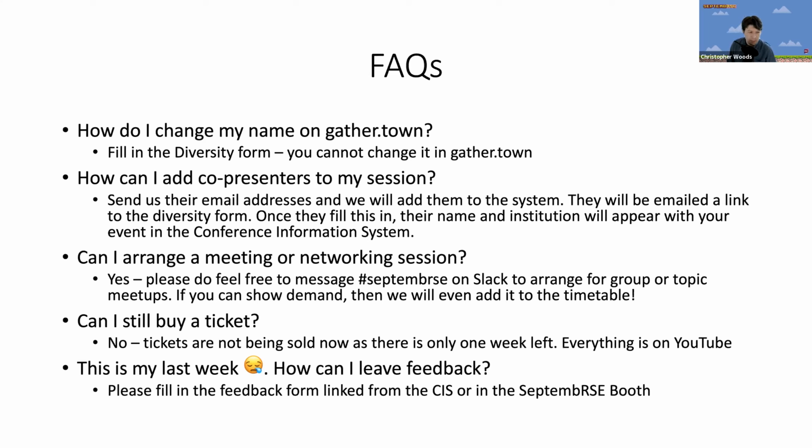Last question I've got here. Basically, this is my last week because I can't attend the last week of SeptembRSE. That's very sad for you. How can I leave feedback? Where you leave feedback is you go and fill in the feedback form that is linked to from the Conference Information Centre. And there's also a feedback form which is located in the SeptembRSE booth. It's in the same place. We've had one piece of feedback so far, which was lovely. The feedback really will help us with planning RSE 22 and also letting us know how things went here.